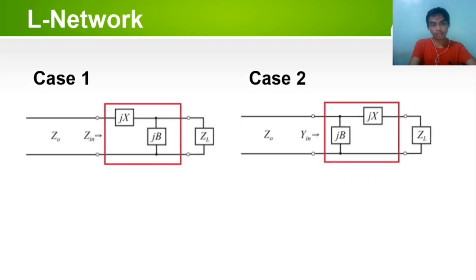To solve an L network, we have two cases. For case 1, the reactance is in series with the susceptance and the load impedance, while in case 2, the susceptance is in parallel to the reactance and the load impedance.